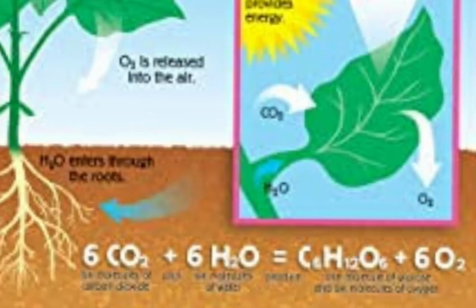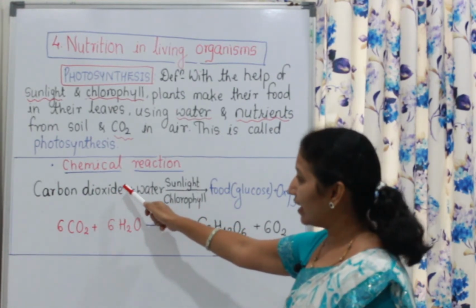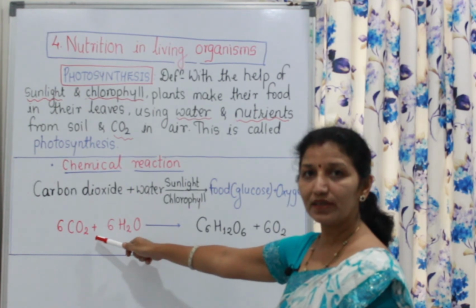A chemical reaction takes place in that process, and that chemical reaction is like this. Carbon dioxide gets mixed with water in presence of sunlight and chlorophyll, and there is production of food in the form of glucose or carbohydrates, and oxygen is released. In this way, this chemical reaction can be explained in the molecular way.